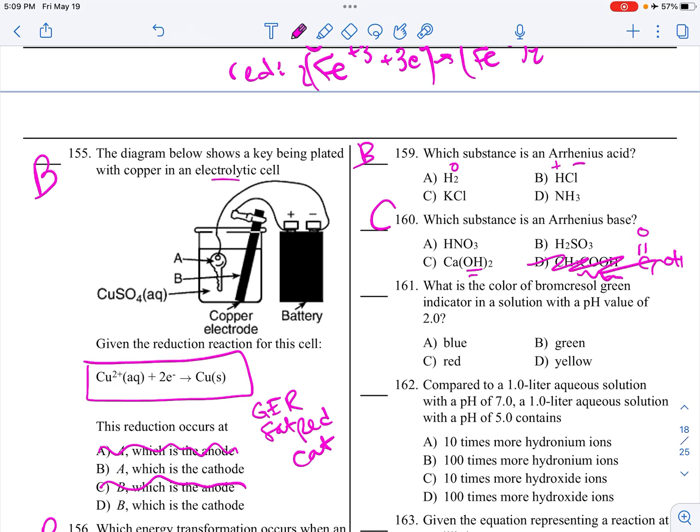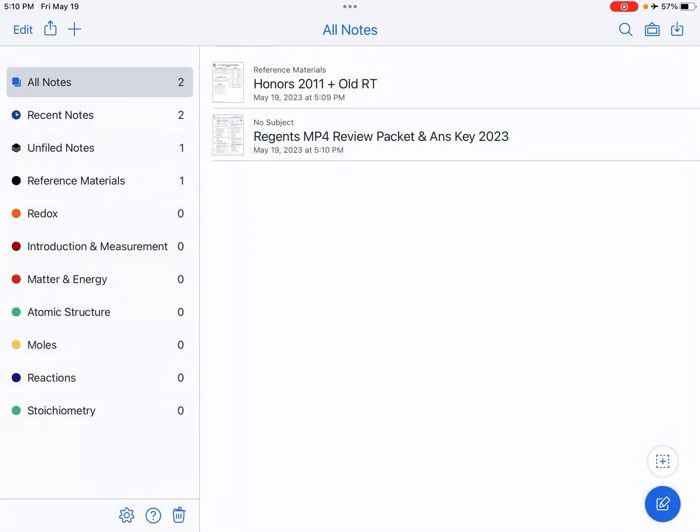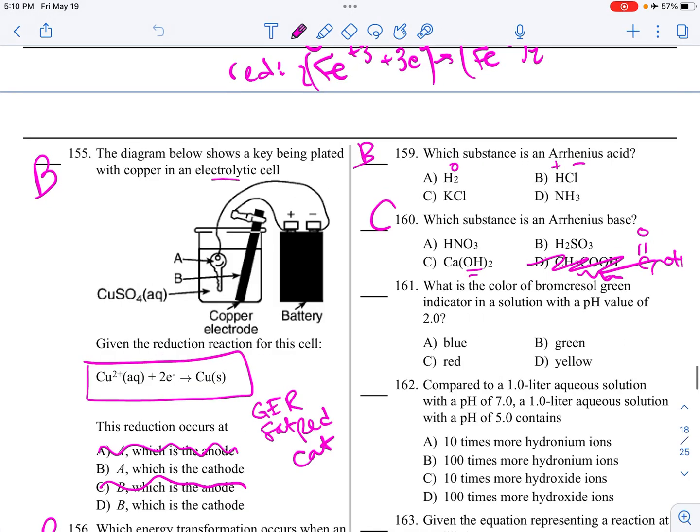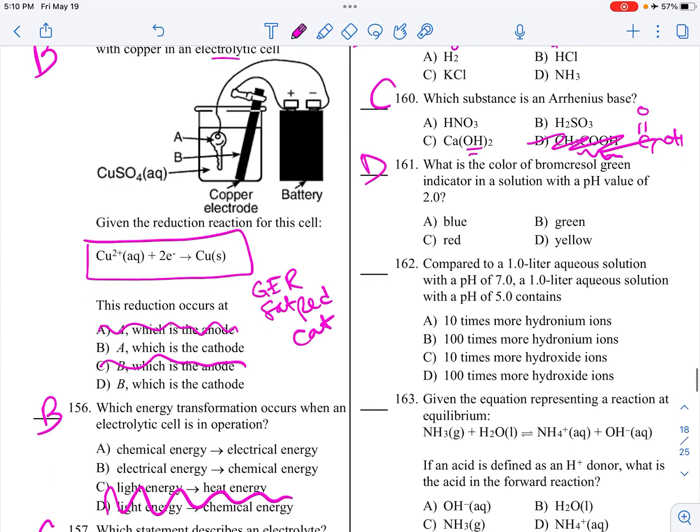What is the color of bromocresol green indicator in a solution with a pH of 2? So bromocresol green, pH of 2. So bromocresol green is here. 2 is below this part of the range, so it's going to be yellow. Some of those other colors don't even exist for that indicator.